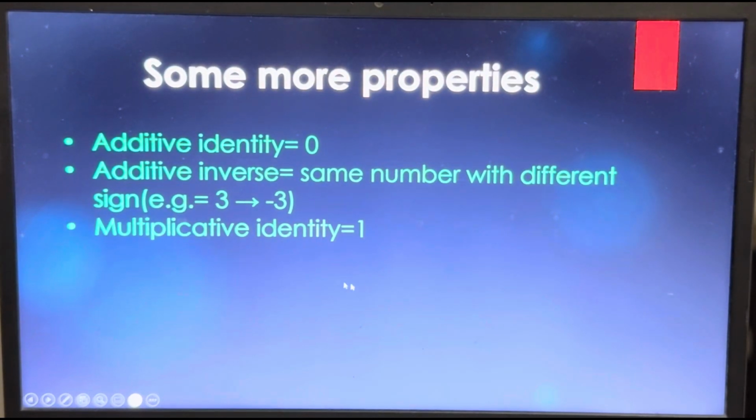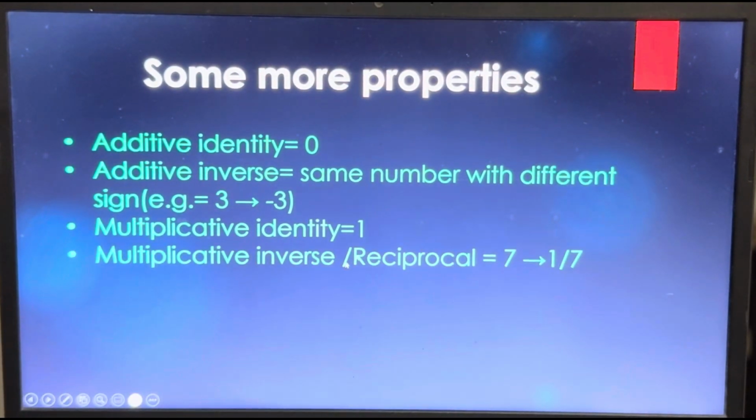Then multiplicative identity. Multiplicative identity is 1. That means you multiply any number, any integer, by 1, you get the same number. Then multiplicative inverse, very important. It is also known as reciprocal. So, like for 7, the reciprocal is 1 upon 7. Suppose it is 4 upon 3. So, its reciprocal will be 3 upon 4. This is again very important.